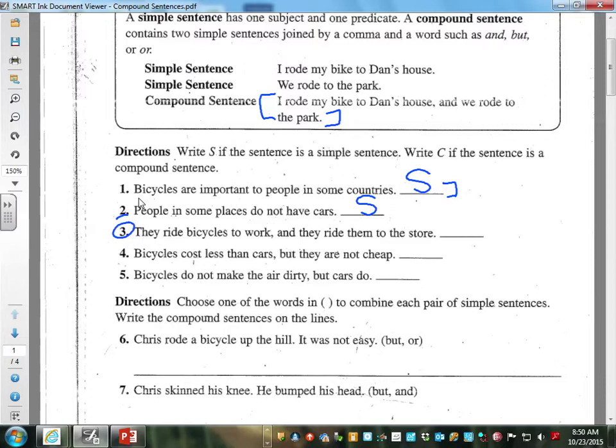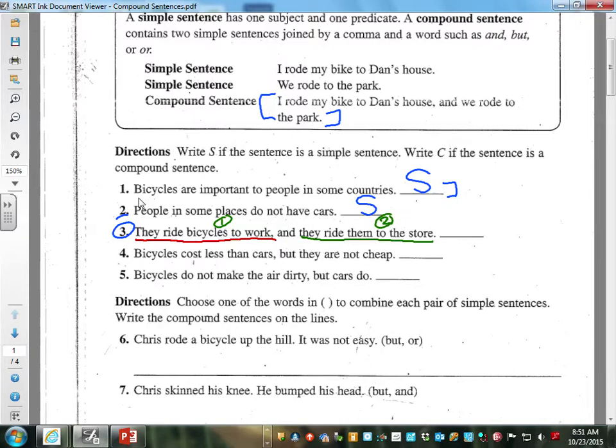They ride bicycles to work and they ride them to the store. This is an example of a compound sentence. You have two complete thoughts within this sentence. Your first thought is they ride bicycles to work. Your second complete thought is they ride them to the store. You have two complete thoughts, two complete ideas within that sentence. Number 1, they ride bicycles to work. Your second thought, they ride them to the store.